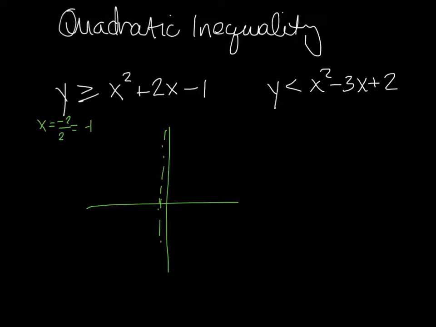There's my -1. I find my vertex, so I'm going to plug in -1. So I get -1 squared is 1, plus 2 times -1 is -1, minus 1. That gives me -1. Okay, then we find some other points. So we found that we got -1, -1. I'm going to plug in 0. That'll give me -1, which is a problem, so I made a mistake somewhere.